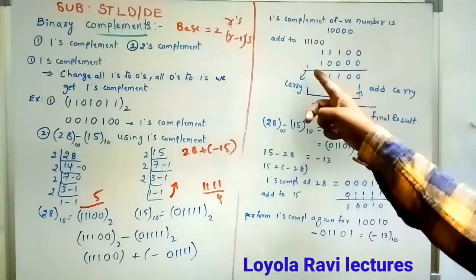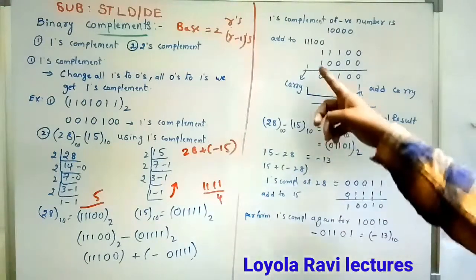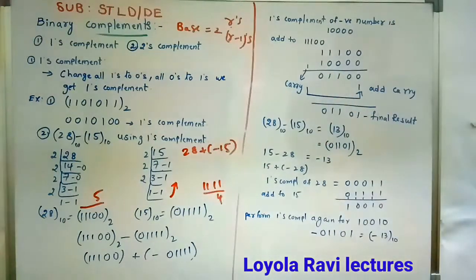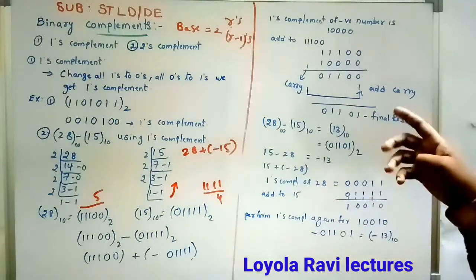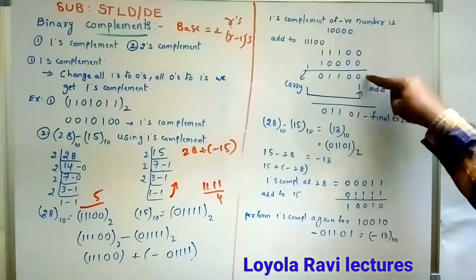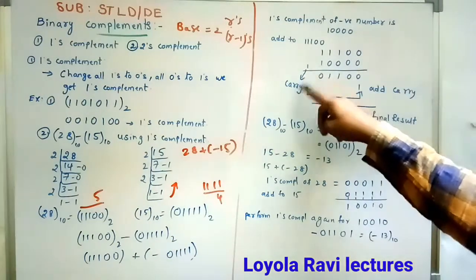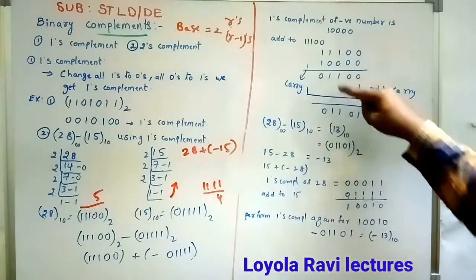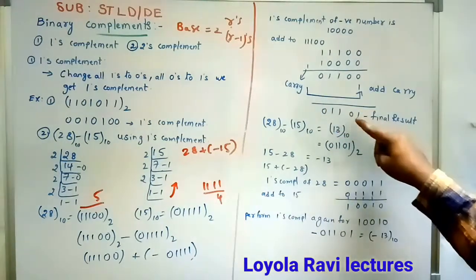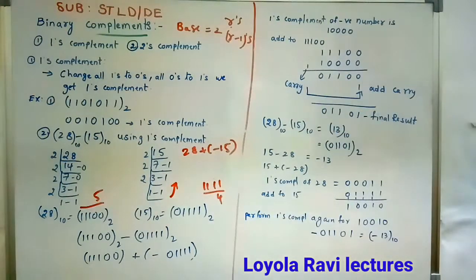Here we are getting a carry. If we have a carry, that carry must be added. That is end around carry. So in ones complement we have to add the carry to the LSB, the least significant bit. So this carry I am going to add here. 0 plus 1, 1. So 0, 1, 1, 0, 1 is our final result.